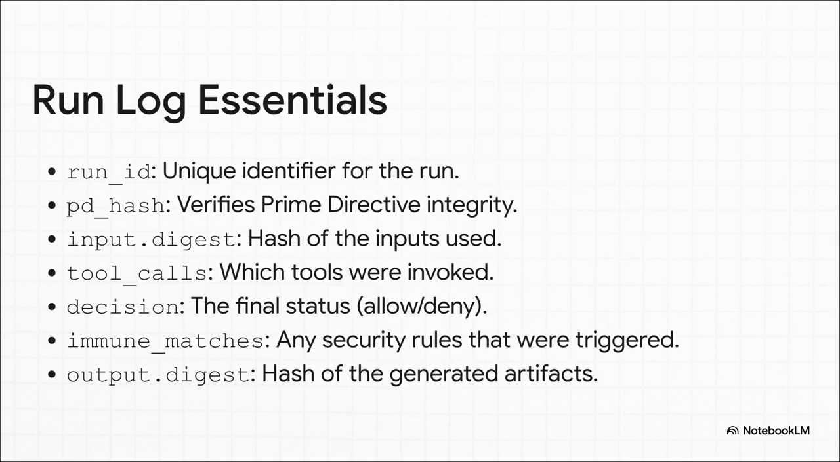So let's pop the hood and see what makes a run log so powerful. First, you've got a unique run ID, so you can find any event, anytime. Now, crucially, you have these hashes. Think of them as digital fingerprints. The PD hash confirms that the agent was using the correct safety rules, what we call its prime directives. Then, the input and output digests provide this tamper-proof seal on the data that went in and the artifacts that came out. And finally, you get to see exactly what the agent did with tool calls and, just as important, what it was prevented from doing with immune matches. It's the whole operational and security picture, all in one place.